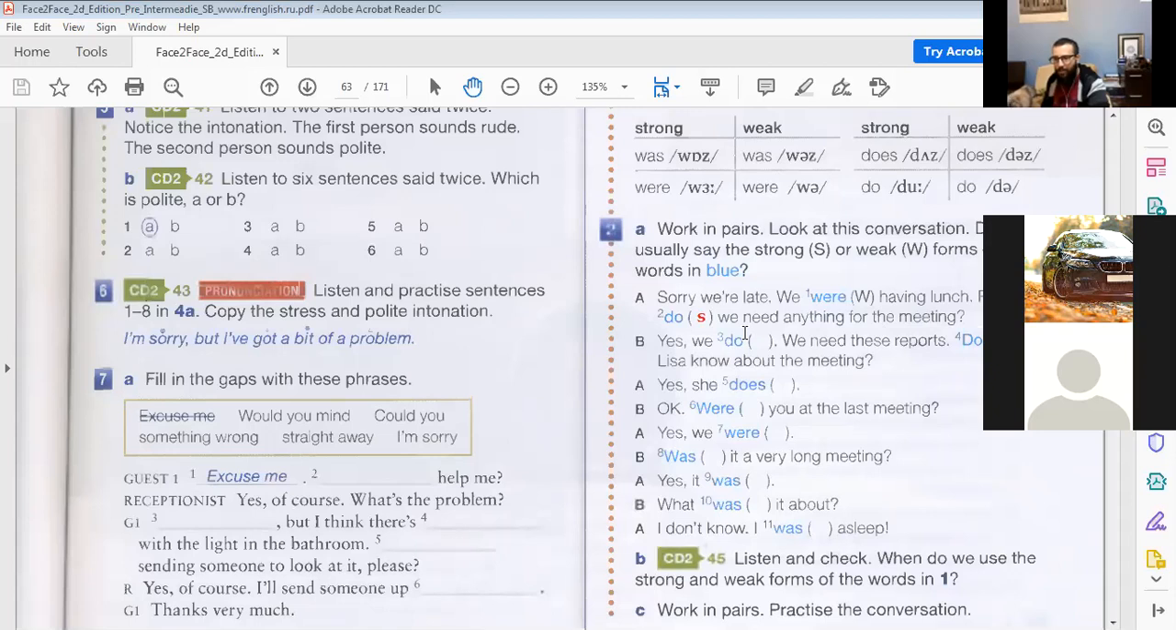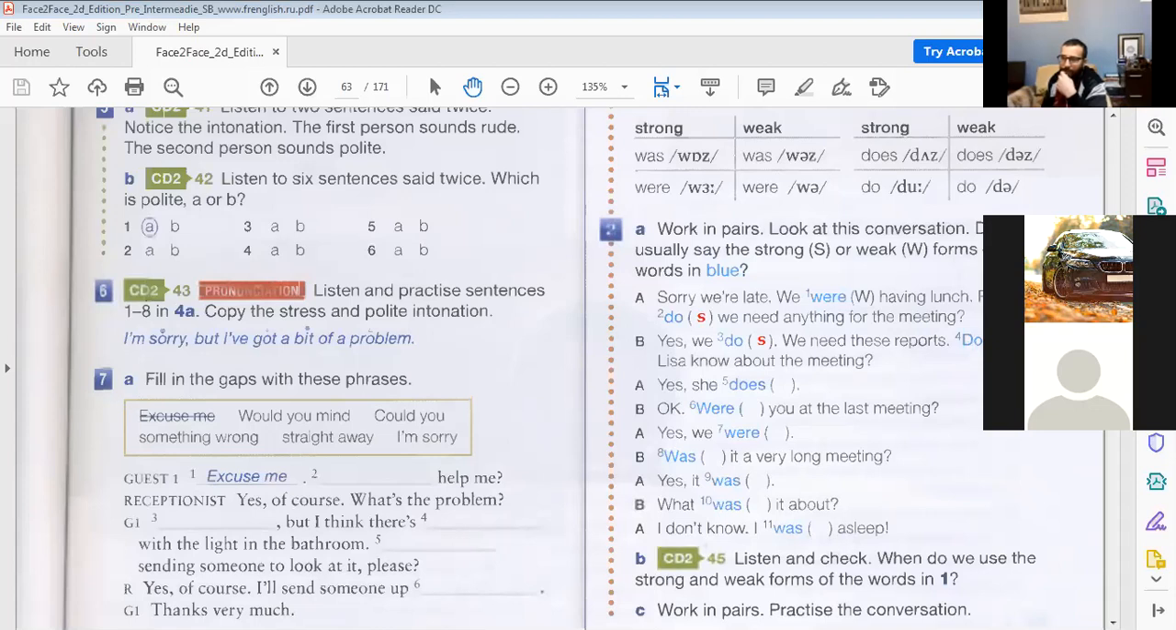No, strong. Yes. Stronger. What do you think, Saib? Strong or weak? Stronger. But why? Why is it strong? I was thinking it's an auxiliary. It is an auxiliary. Maybe because we have a full stop, the end of the sentence, and we do like I am. Yes, we do. It's a short answer. Maybe it's a strong form. Okay. We need these reports.